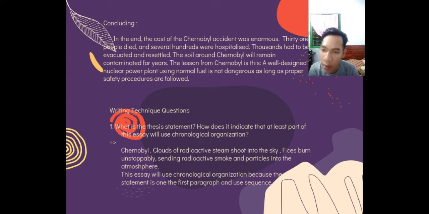And now the writing technique questions. Question 1: What is the thesis statement? How does it indicate that at least part of this essay will use chronological organization? And the answer is: Chernobyl. Clouds of radioactive steam shoot into the sky. Fires burn unstoppably, sending radioactive smoke and particles into the atmosphere. This essay will use chronological organization because the thesis statement is in the first paragraph and uses sequence conjunctions.